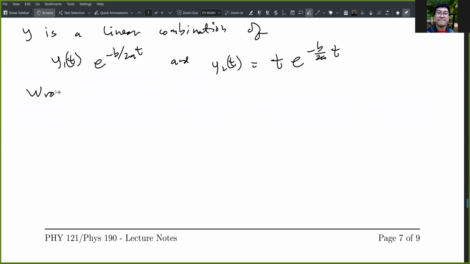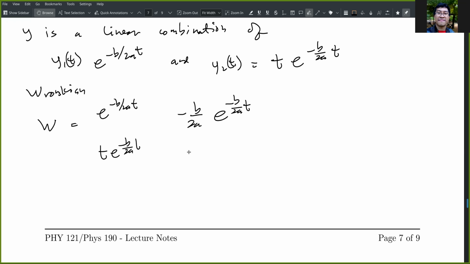The Wronskian we can write as e to the minus b over 2a t. Its derivative is minus b over 2a e to the minus b over 2a t. And the second row is t e to the minus b over 2a t. Take the derivative: e to the minus b over 2a t, minus t times b over 2a e to the minus b over 2a t.